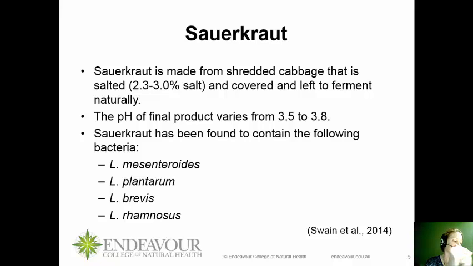So sauerkraut is simply shredded cabbage and salt. That's really all that you need, so it's nice and simplistic to make. And therefore it's a great one to start with when you're starting to play with these sorts of fermented products. The pH is usually around 3.5 to 3.8. So again, we're setting up an environment that's hostile to pathogenic microorganisms. And at the end, sauerkraut products, depending on where they're made and how they're made, contain beneficial bacteria. So here's just a list of some of the beneficial bacteria that sauerkraut has been known to contain.